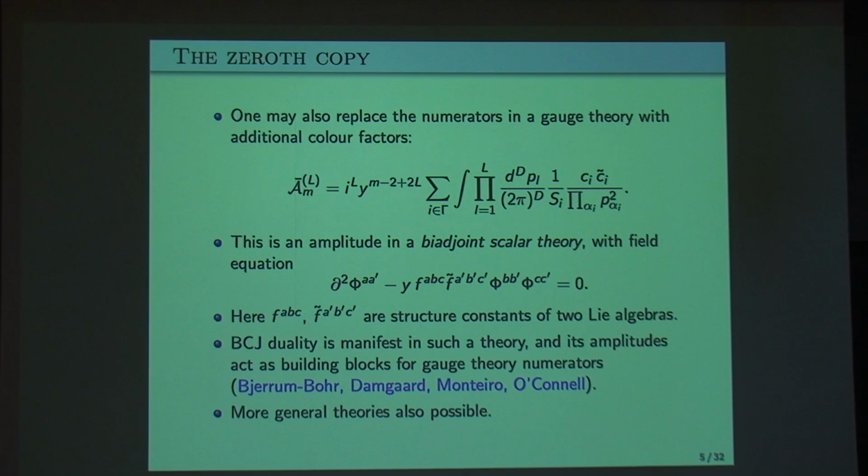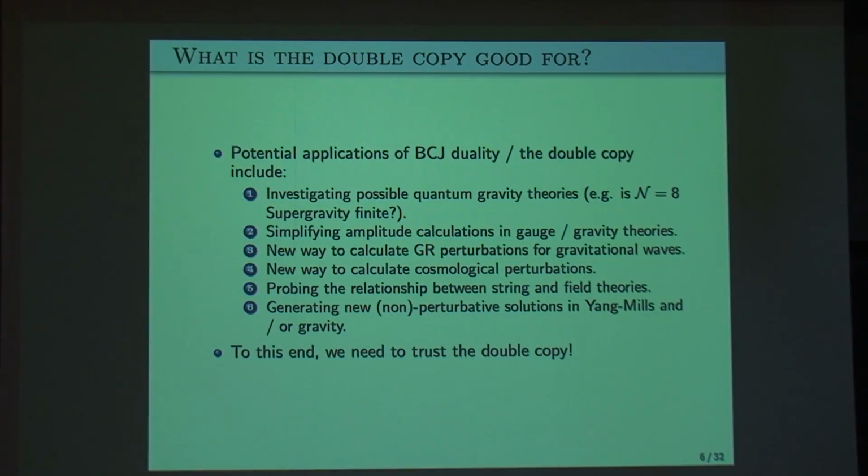Now, I've already talked about those three particular types of theory here. Much more general theories are possible, as we've also been hearing about at this conference, which also obey double copy-like structures. So what is the double copy actually good for? Why do we care about it? Well, I've listed here some potential applications of the double copy that I can think of, but I'm sure people here can think of others as well.